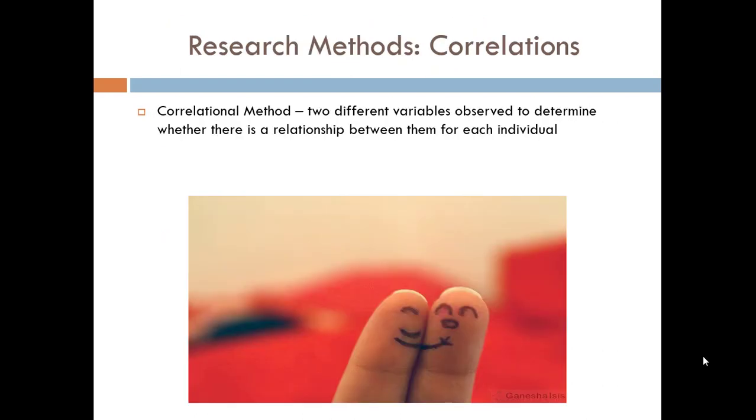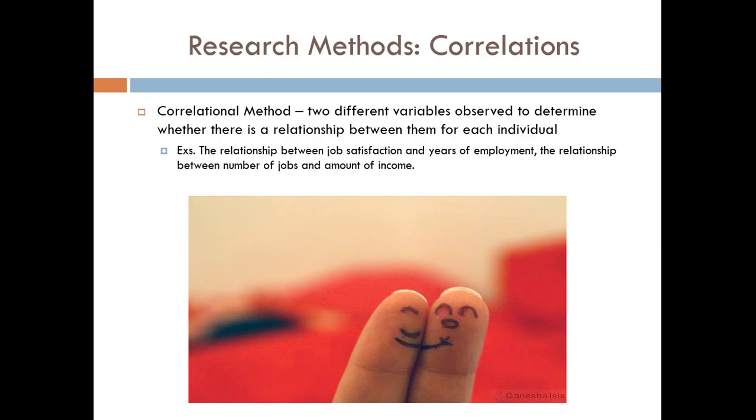Next, I want to discuss the two main research approaches. The first one is the correlational method. The correlational method involves two different variables observed to determine whether there is a relationship between them for each individual. The key word in this definition is relationship. When we examine correlations, we are determining if there is a relationship between the two variables. Examples of correlational studies would be examining the relationship between job satisfaction and years of employment, or the relationship between number of jobs and amount of income.